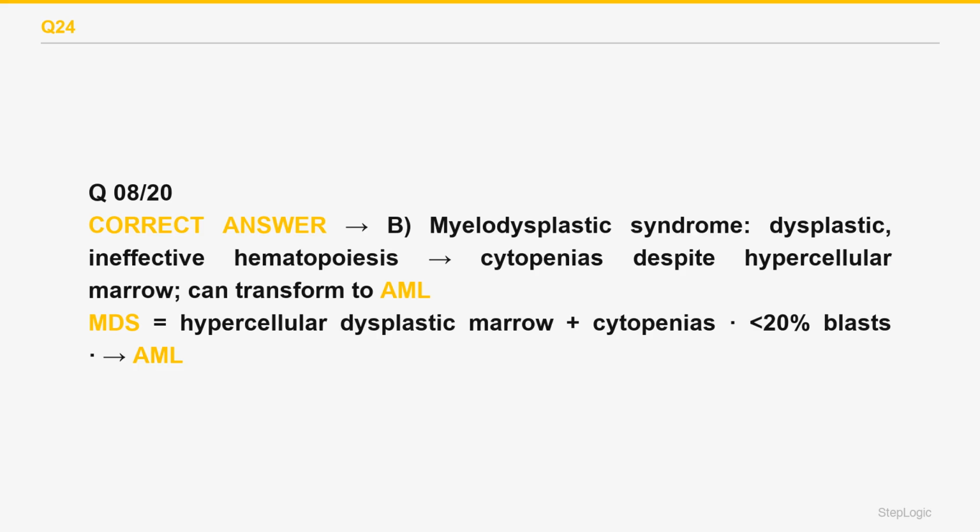The two key contrasts: aplastic anemia also causes pancytopenia, but with a hypocellular empty marrow, whereas MDS has a hypercellular but dysfunctional one, and the 20% blast threshold separates MDS, blasts under 20%, from acute leukemia, 20% or more. MDS can transform to AML over time. The cytopenias with a hypercellular dysplastic marrow and increased but under 20% blasts, with risk of AML transformation, define myelodysplastic syndrome.